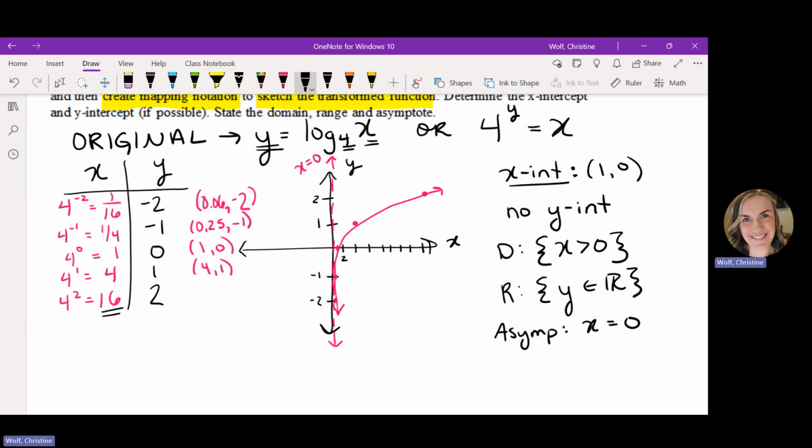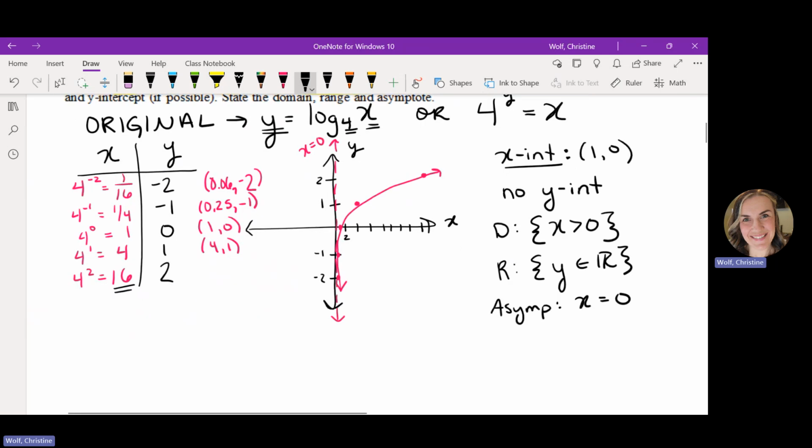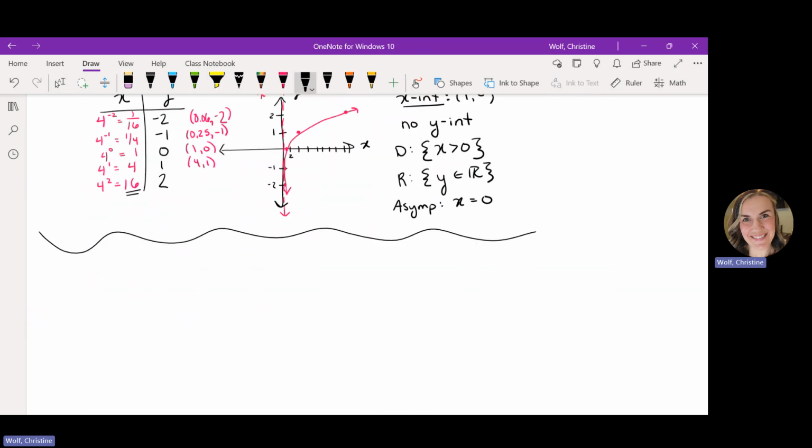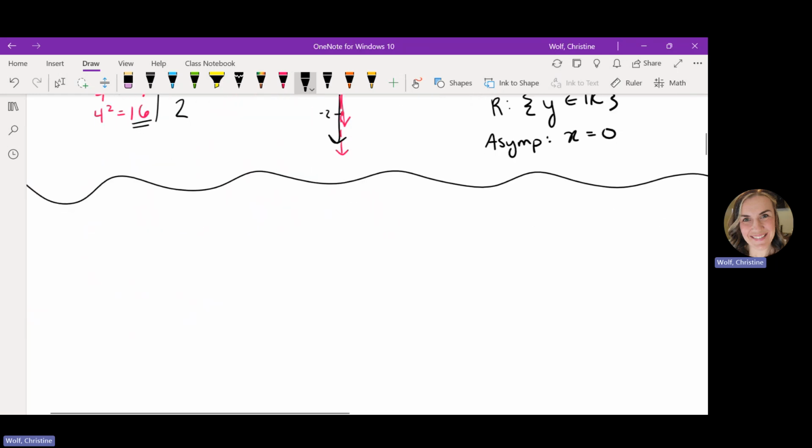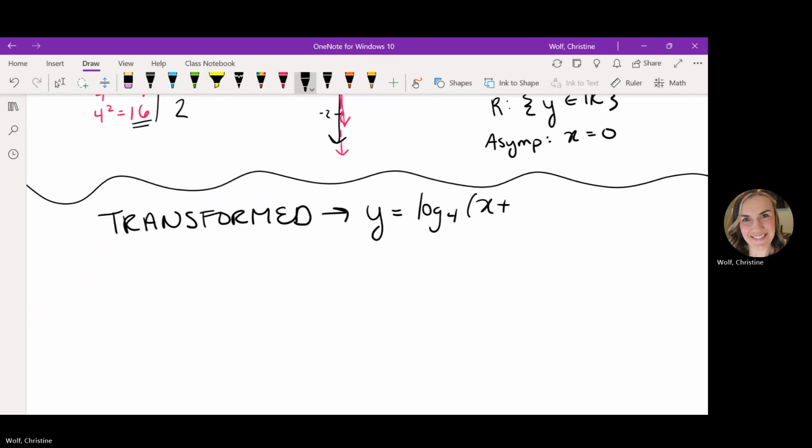Okay, that's the original. Now it wants us to use mapping notation. The instructions say create mapping notation. We're going to bring back the h and the k, and we're going to figure out what our new points would be. Okay, so I'm just going to kind of cut my page here because now I'm working on the transformed guy. So I did the original. So now I'm back to actually graphing the transformed log function. And to do that, I'm just going to do mapping notation. I'm not going to create a table of values. I've already done all that work. So mapping notation.